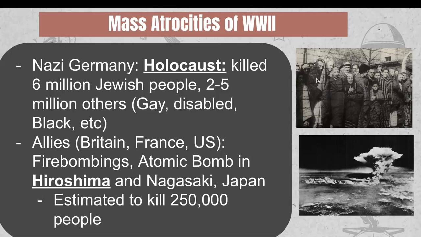So, mass atrocities in World War II. This is typically what most people associate with World War II. It's just the mass amount of traumatic events and developments that occurred in World War II. Probably the biggest being Nazi Germany and the Holocaust. This is going to kill 6 million Jewish people on top of an estimated 2 to 5 million other people. Those 2 to 5 million other people include people who were gay, disabled, black. Overall, if you were a minority within Nazi Germany, you fell under that category of other, which could then subject you to being killed in the Holocaust or being put into concentration camps.